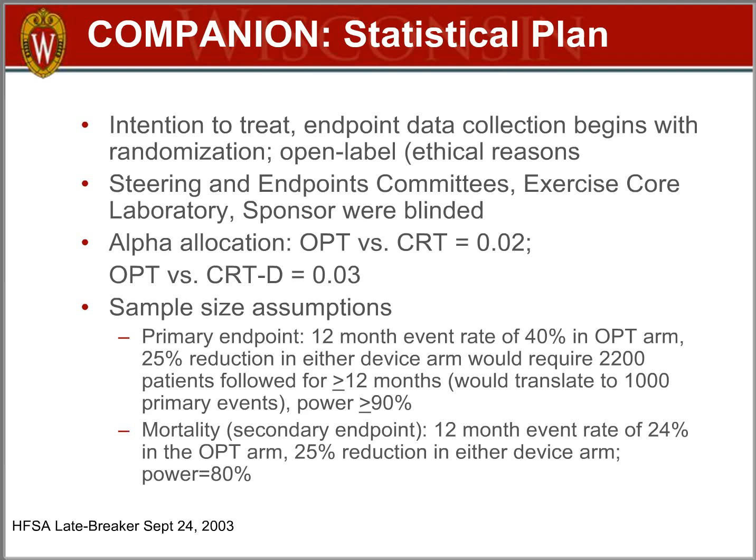There were 2 comparisons here: the pacemaker versus best medical care, or the combined pacemaker defibrillator compared to best medical care, and the alpha level, or the type 1 error, was allocated between the 2 in an unequal fashion, an option which one can do if one chooses. And the sample size was based on a 25% reduction in the primary endpoint and a 25% reduction in mortality.